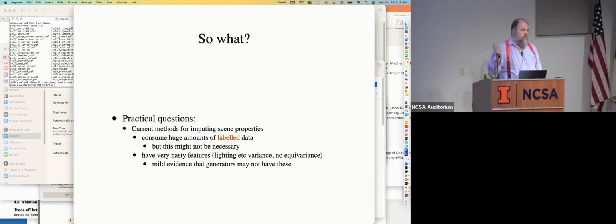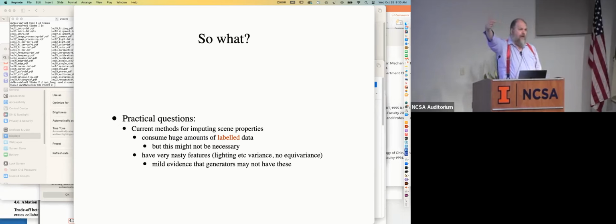One of the obnoxious problems is they consume huge amounts of labeled data, and there's a whole industry of producing and collecting labeled data for these methods. Another is they behave extremely badly when presented with lighting changes, shifts in images, all that kind of stuff. And there is mild evidence that, in fact, the smart thing to do is to use an image generator as a method for imputing scene properties. Right? Why? Because you don't have to train it with labeled data.